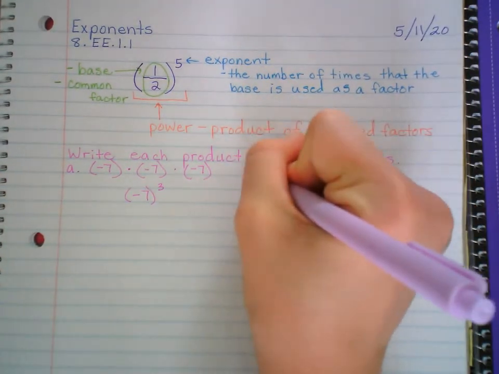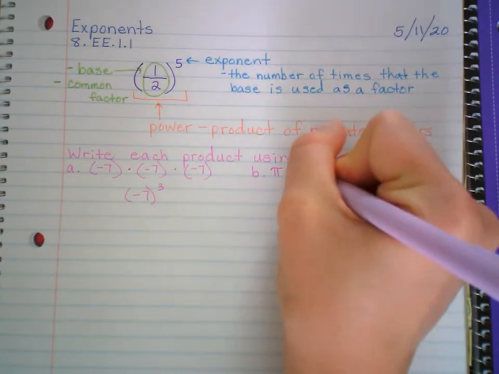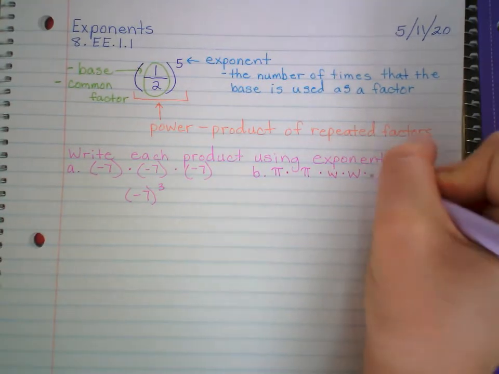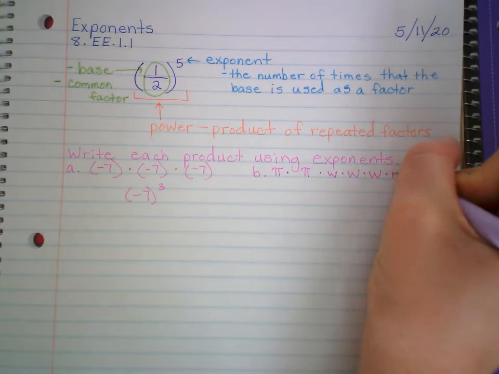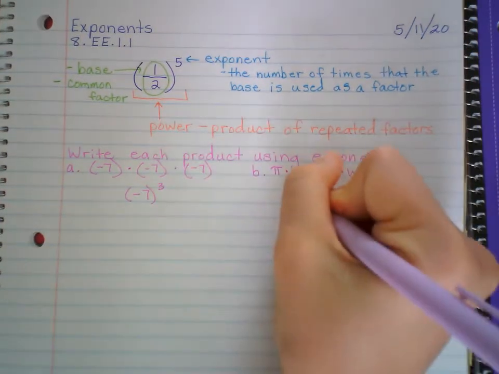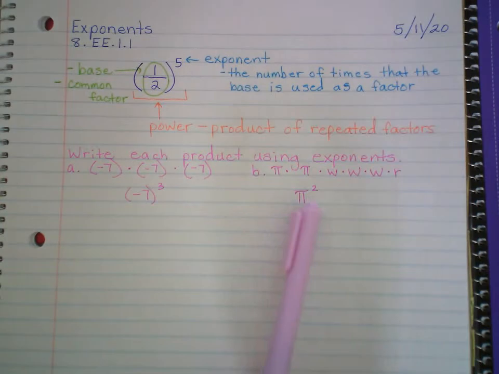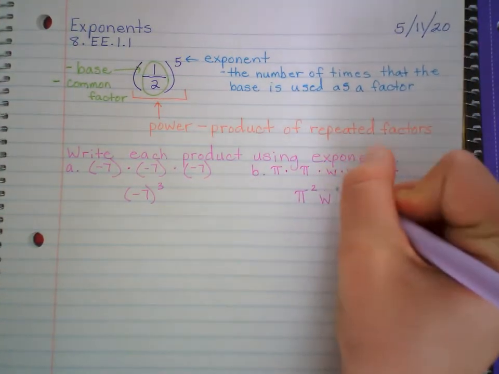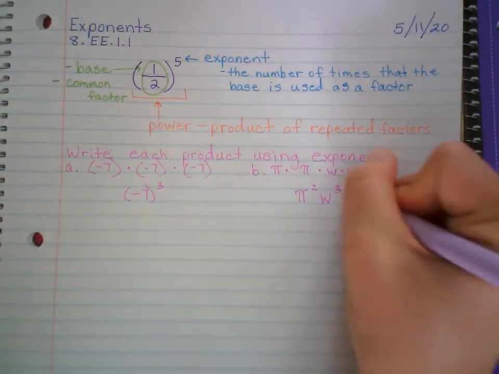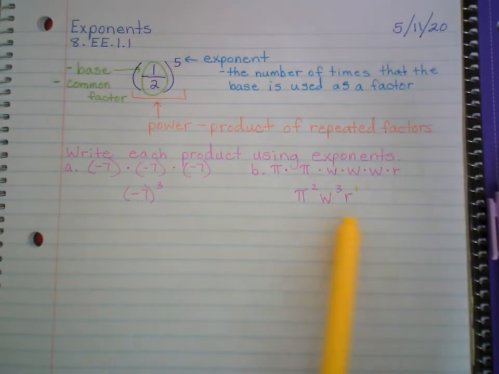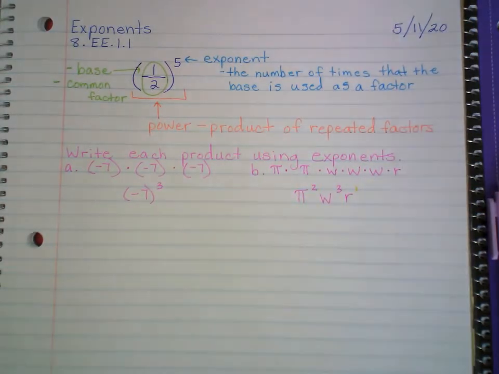So example B, let's say we have pi times pi times w times w times w times r. So you look at each term that's being multiplied by itself. So first we have pi. How many times was pi multiplied by itself? Twice. So pi to the second power, pi squared. How many times was w multiplied by itself? 1, 2, 3 times. So w cubed, or w to the third. R was just by itself. So you can have an invisible one up there. You don't have to write it. If we don't write it, it's just an invisible one. So r is there one time, w is three times, pi is twice.